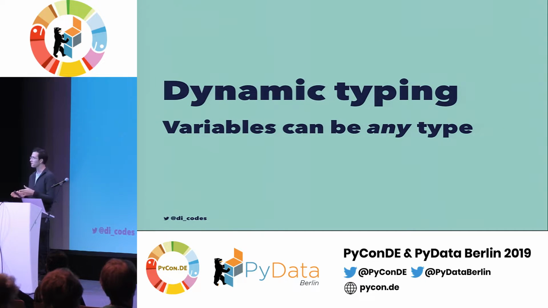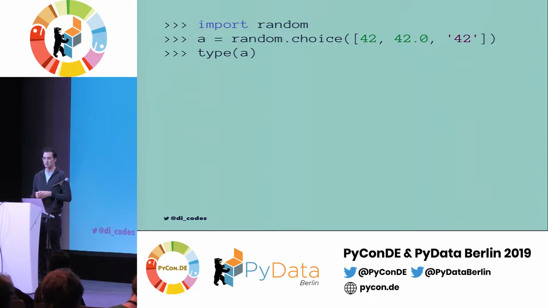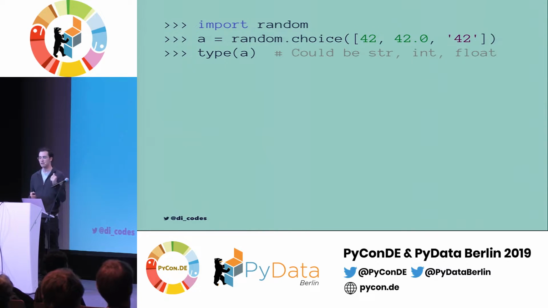So dynamic typing in Python means that variables can be any type at all, right? That's what we mean when we say that Python is a dynamically typed language. In this example, I import random, and I assign a variable to the result of random.choice. So what is the type of A here? It could be anything. It could be a string, an int, or a float, and Python is totally okay with that.